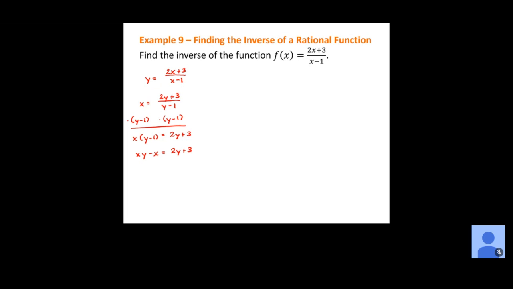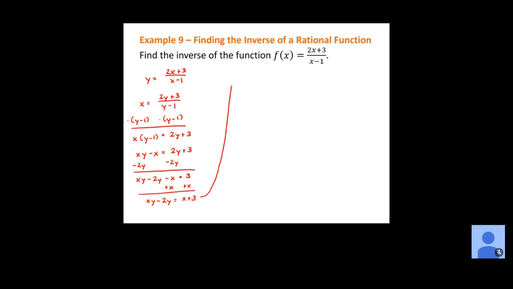Again, keep in mind we're trying to get y by itself here. That means I need to get all of my y terms to one side, everything else to the other side. So I'm going to start by subtracting 2y on both sides. We're going to have xy minus 2y minus x equals 3. The only term that doesn't have a y now is the x, so I'm going to add x to both sides. So now we're left with xy minus 2y equals x plus 3.